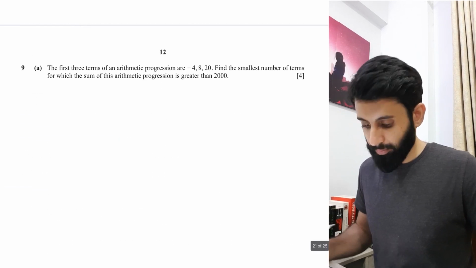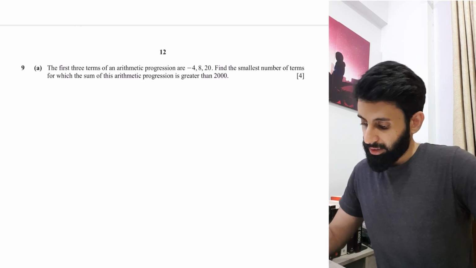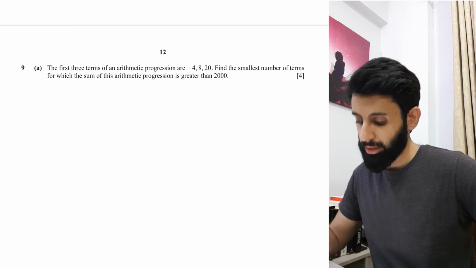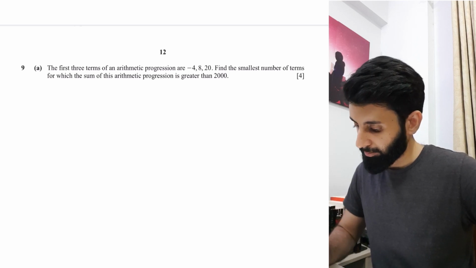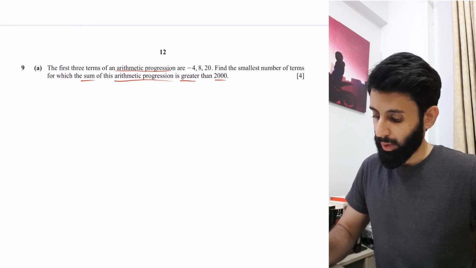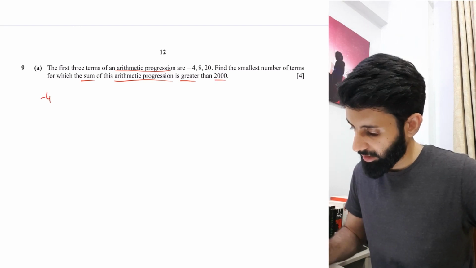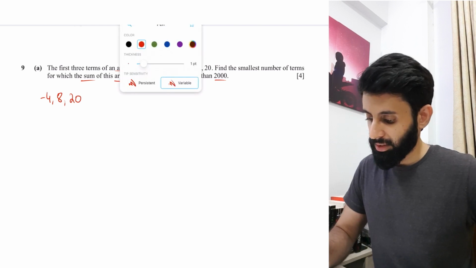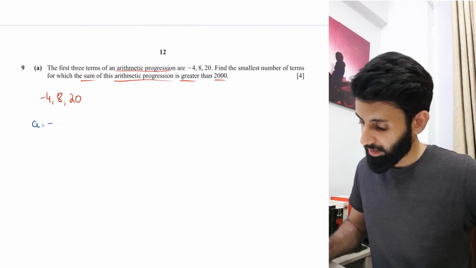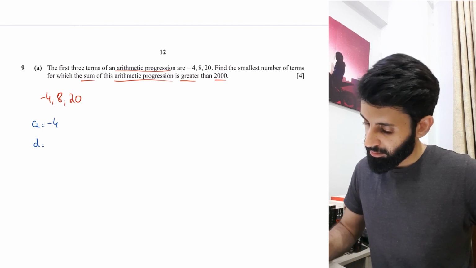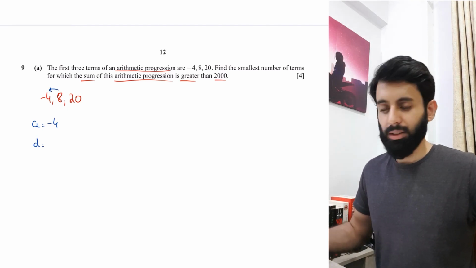Okay, yeah. So it says here, the first 3 terms of an arithmetic progression are minus 4, 8, and 20. Find the smallest number of terms for which the sum of this arithmetic progression is greater than 2000. Okay, so let's write down the first 3 terms that were given, minus 4, 8, and 20. Now with the help of these three terms, I can figure out the first term. Actually, I can see what the first term is. It's minus 4. I can figure out the common difference by taking the second term and from it subtracting the first term.